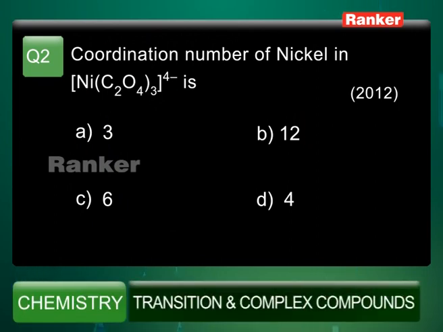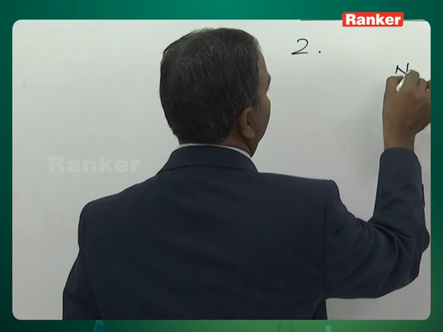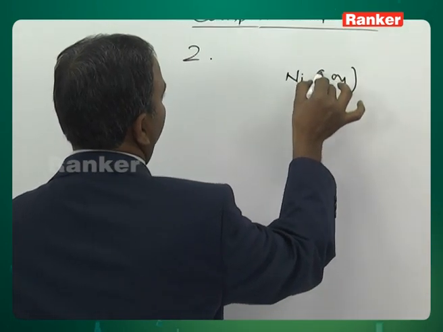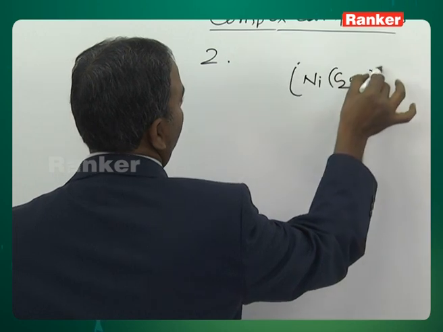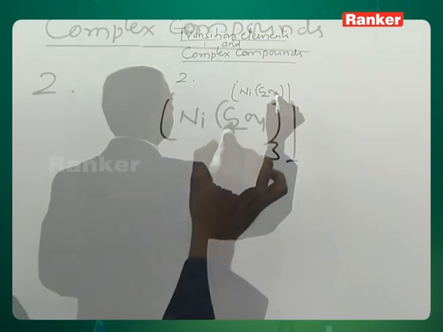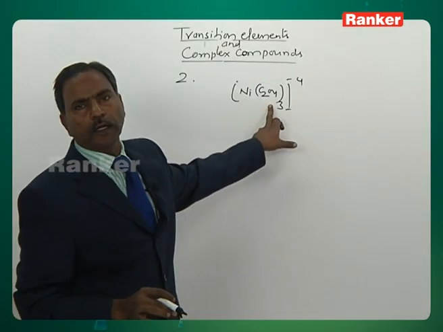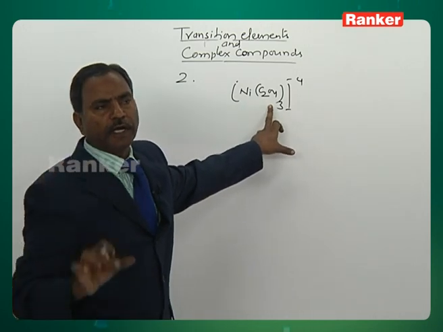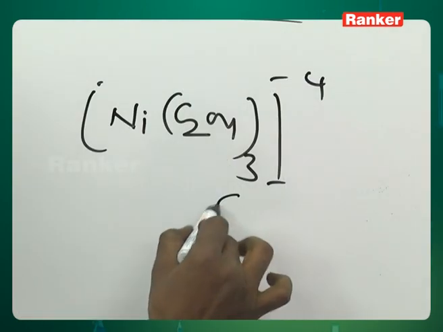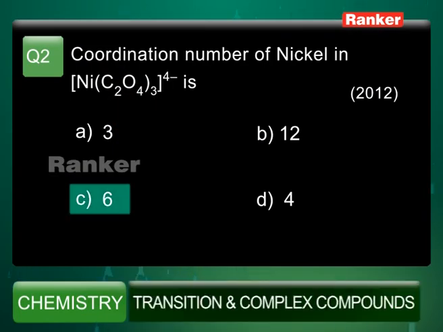Coming to the options: A is 3, B is given as 12, C is given as 6, and D is given as 4. In this particular complex, what is the complex given? Nickel, C2O4 taken thrice, and this is given as minus 4. Yes, it is a plus 2 complex, we agree. And 3 oxalato ligands, each is bidentate. Therefore, coordination number is coming to be 6 only. So for question number 2, the answer is C.